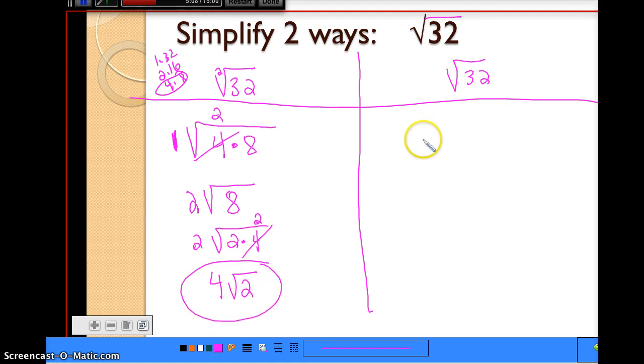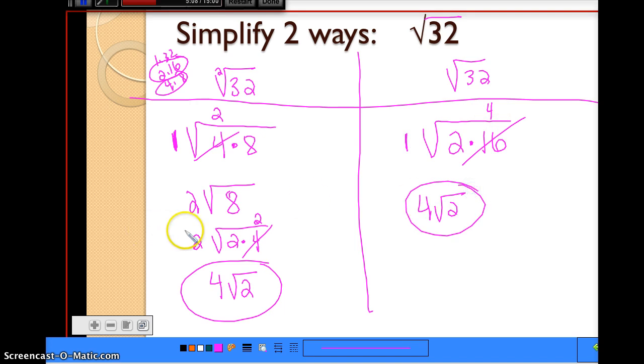The other way of doing it is for those kids who realize 4 times 8 will work. However, I know 2 and 16 gives me 32, and 16 is a perfect square as well, and it's bigger than this guy. So if I use the bigger perfect square, if I even have that choice, not always will you, but if I have that choice and I use the bigger one, then the square root of 16 is 4, 4 times my leading coefficient, and I'm done in half the work.